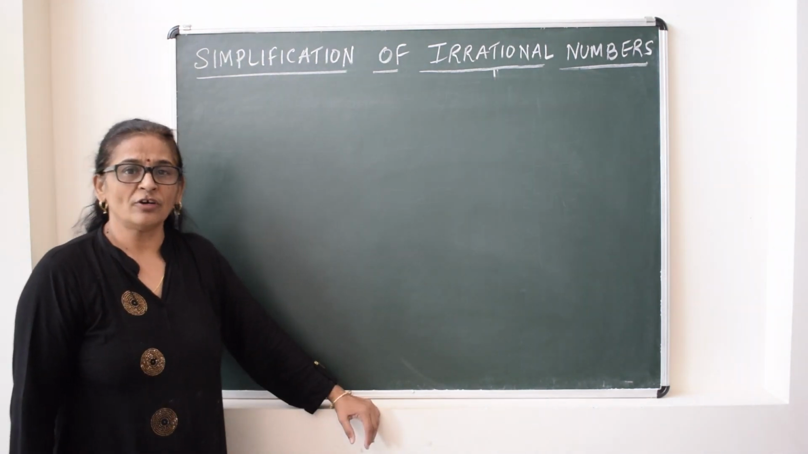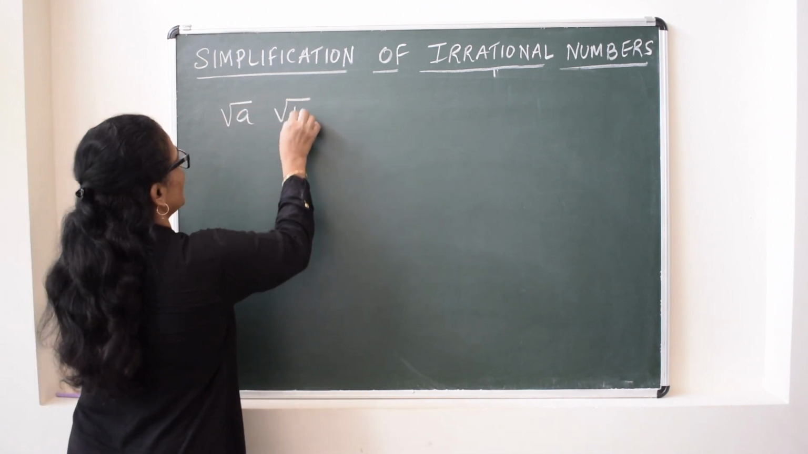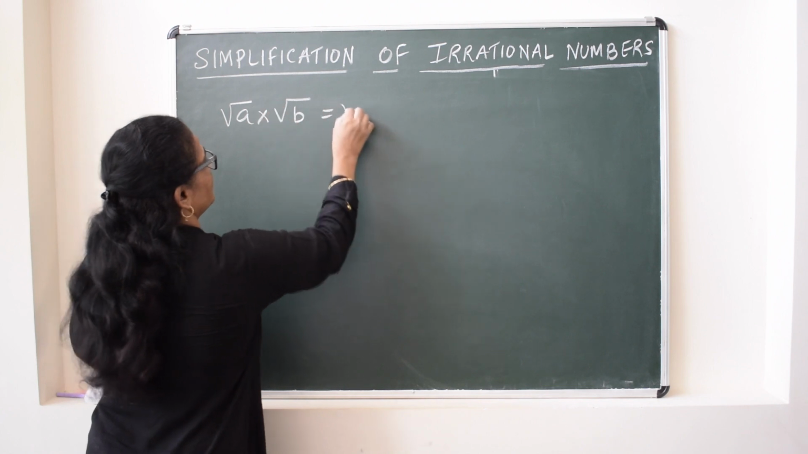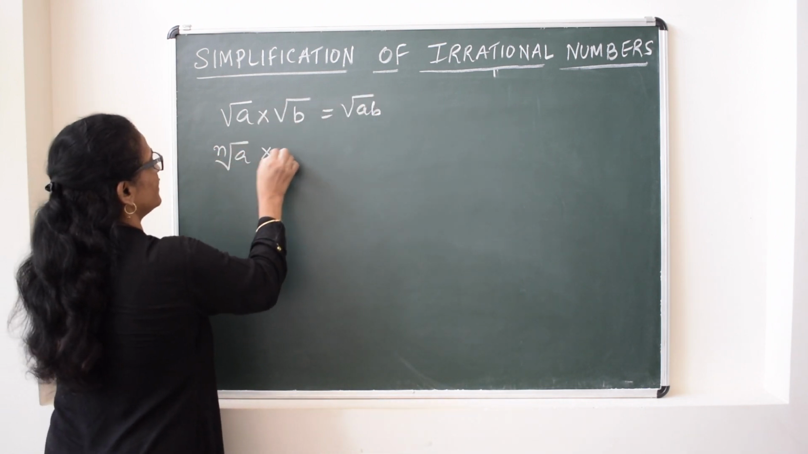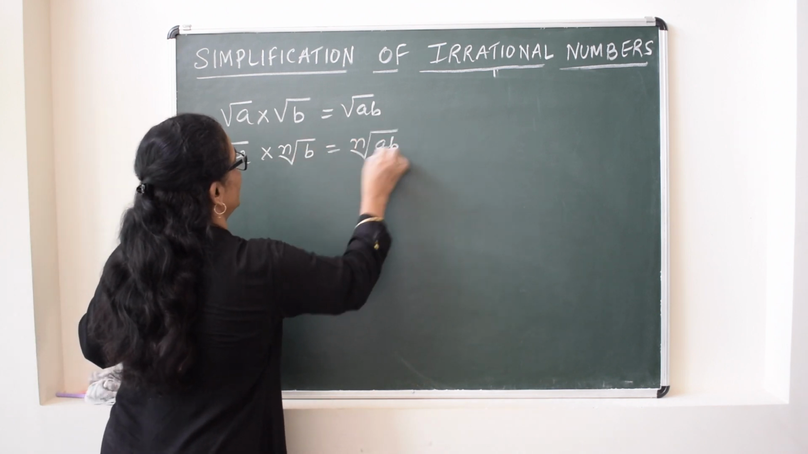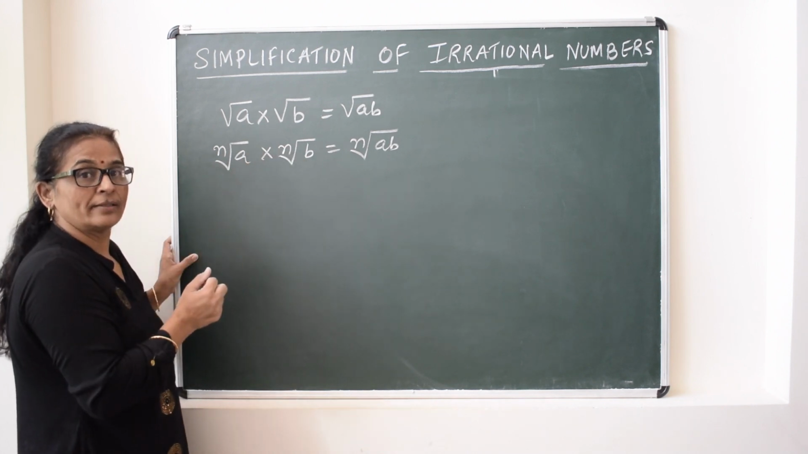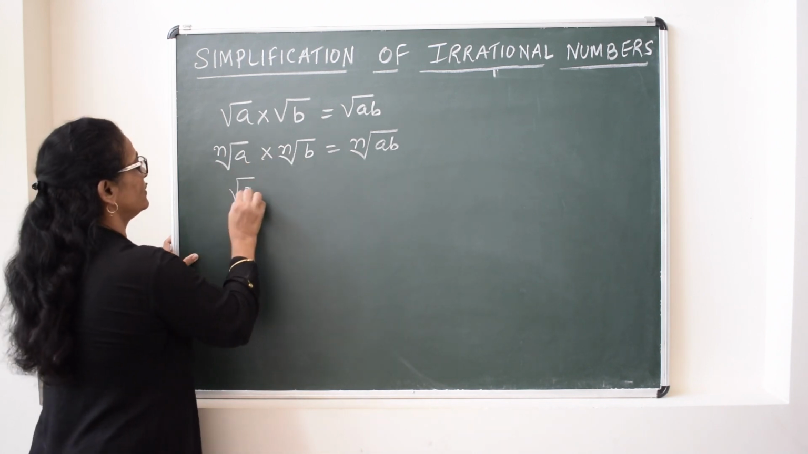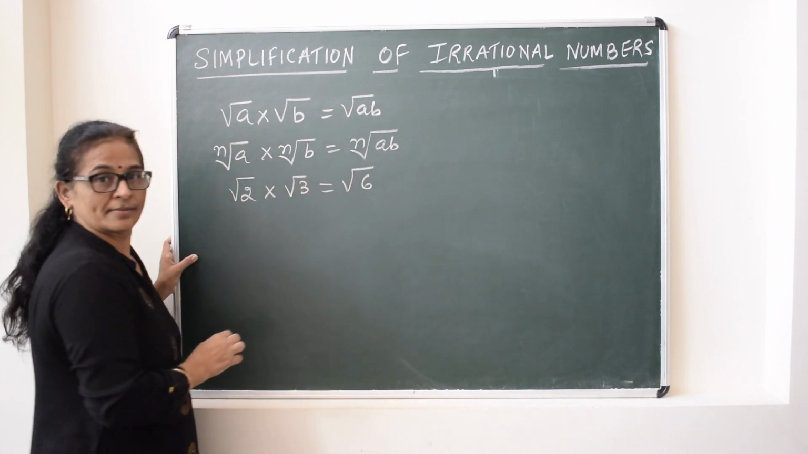In multiplication of irrational numbers, we will apply this rule: nth root of A into nth root of B is nth root of AB. It means that if the order is same, directly we can multiply the radicals. For example, root 2 into root 3, that will be root 6.